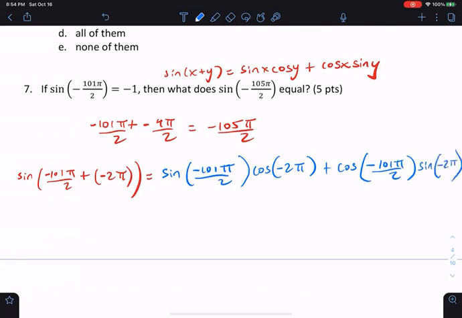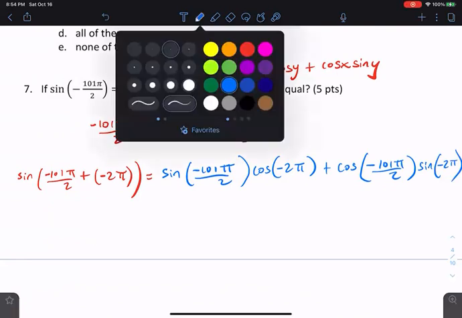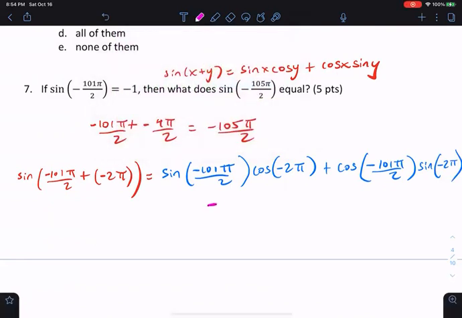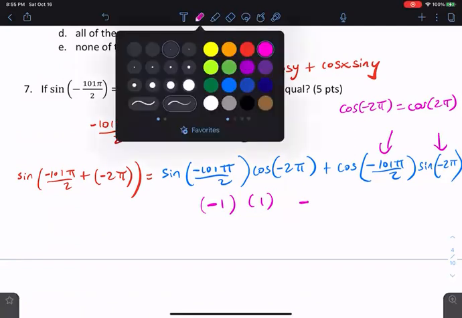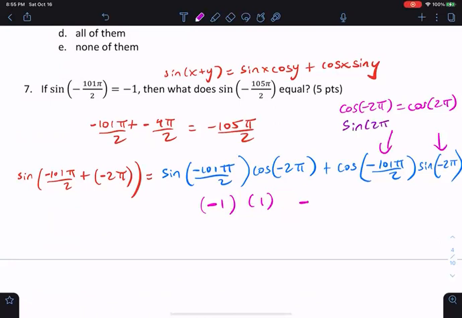and then sine of negative 2 pi. You know what this value is, sine of negative 101 pi over 2, it's just negative 1. Cosine of negative 2 pi, that's the even function, the same as cosine 2 pi, and you know cosine 2 pi is 1. And here, I don't know what this value is, but I know what this value is. This is an odd function, so the negative comes out, and I have basically sine 2 pi. If you recall, sine 2 pi is the same as 0. So that means this term vanishes entirely. And what you have is negative 1 times 1, which is negative 1. That's it.